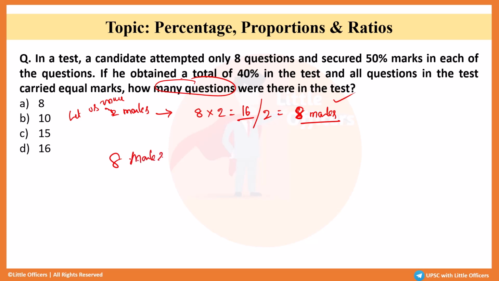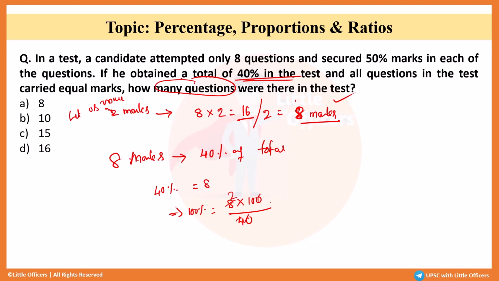So 8 marks corresponds to 40% of total marks. That's the information given in the second sentence. So that means 40% is equal to 8. यहां से हम 100% कैलकुलेट कर सकते हैं. So 100% चाहिए तो हमें क्या करना होगा, you just have to multiply it. So this will be 8 into 100 divided by 40. ठीक है, simple. So this will be 20 marks.